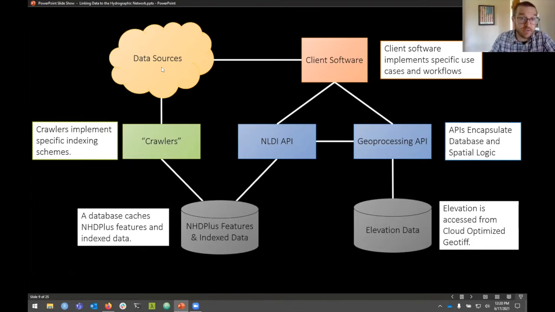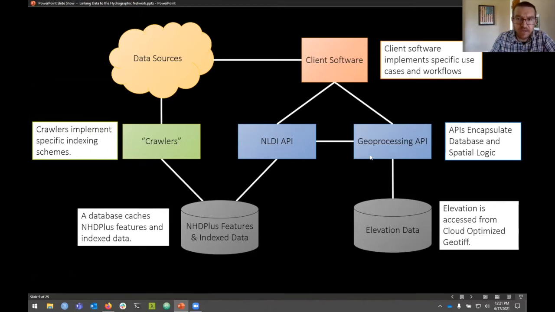So the crawler is able to go out to a data source, pull down information that's been registered, and incorporate that into the NHD plus feature and index data database, right? And then there's an NLDI API that can feed or read out of this database and provide the search service and the convenience API that I was talking about a second ago.